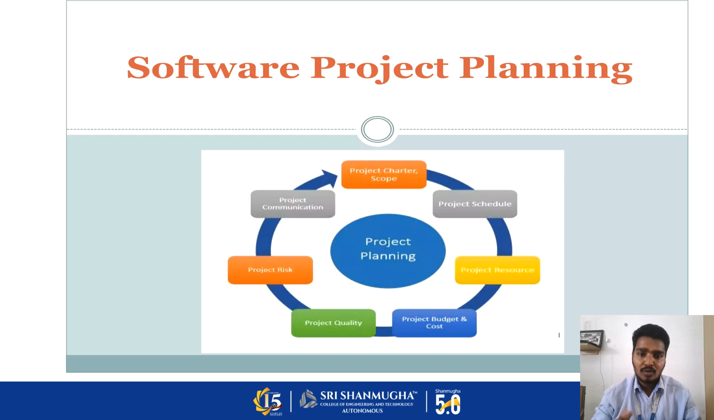Next, project quality. How to analyze the quality? It means acceptability and reliability. It can give more risk factor and availability in the project planning methods. Next, project risk. How to analyze the risk models and the risk management system. Then project communication. How to communicate between the client and user in this process. That is called software project methods.